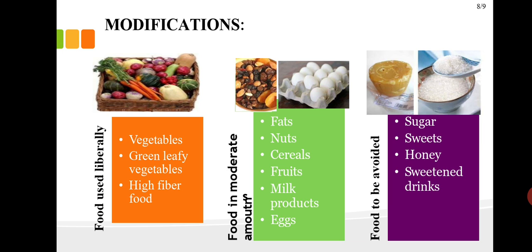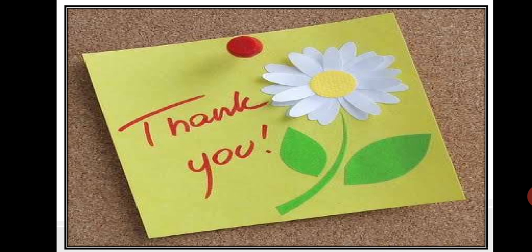They also choose vegetables, green leafy vegetables, high fiber foods, and foods in moderate amounts such as fat, nuts, cereals, fruits, milk products and eggs, and completely avoid sugar, sweets, honey, sweetened drinks, and also alcoholic drinks. These are the important diet control patterns for diabetic persons. Thank you.